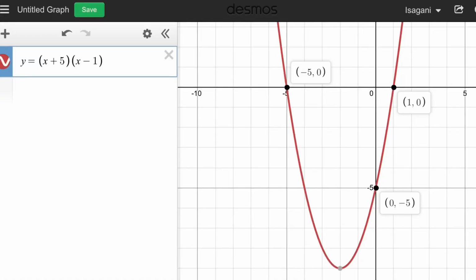Now if we graph this quadratic function y is equal to x plus 5, x minus 1, we know it's a parabola that's concave upward, and the parabola intersects the x-axis at negative 5, 0 and 1, 0. It will also cross the y-axis at 0, negative 5.